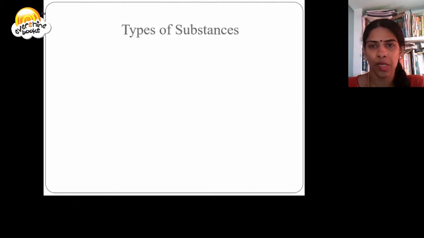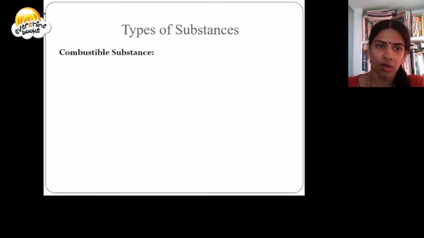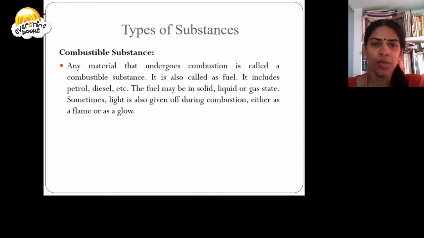Types of substances. As discussed earlier, there are two types of substances: combustible substances and non-combustible substances. Combustible substances are any material that undergoes combustion. It is also called fuel. It includes petroleum, diesel, etc. The fuels may be solid, liquid, or gaseous. Sometimes light is also given off during combustion, either as a glow or as a flame.